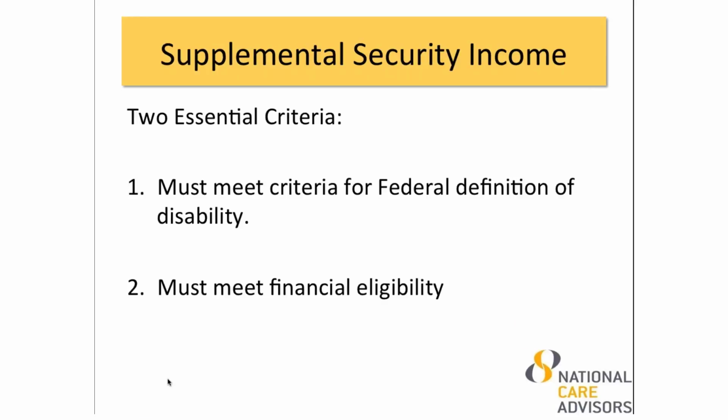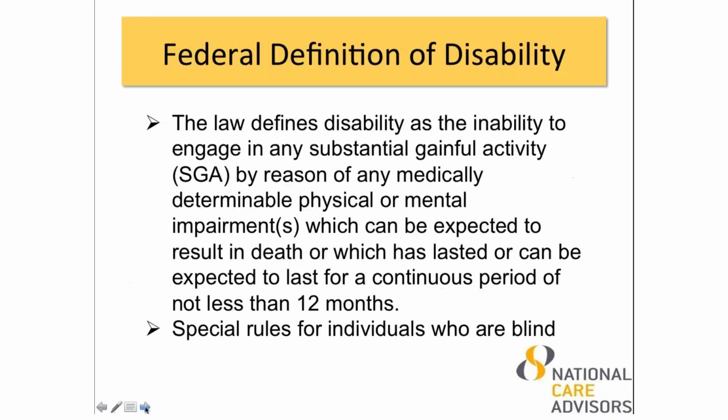I want to start by talking about Supplemental Security Income. There are two essential criteria. One is that the individual must meet criteria for the federal definition of disability. Federal is the operative word here, because it doesn't matter if the individual thinks they're disabled, or their family thinks they're disabled, or even if their doctor thinks they're disabled. It matters that they meet criteria for the federal definition of disability. The second criteria is that they must meet financial eligibility.